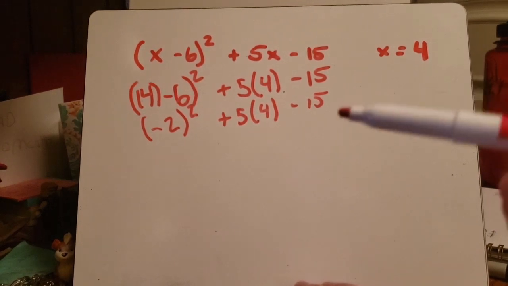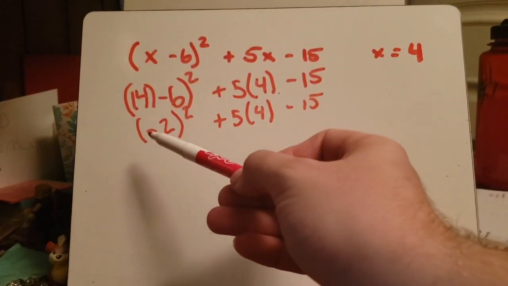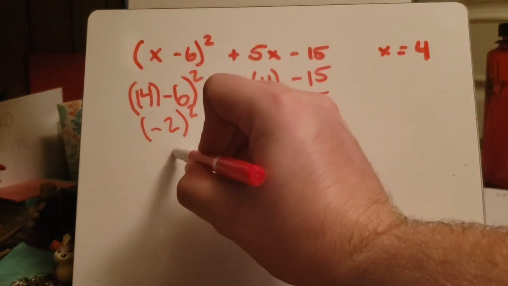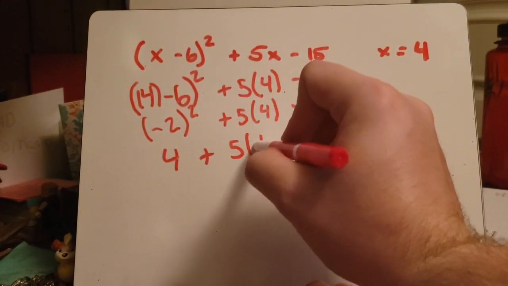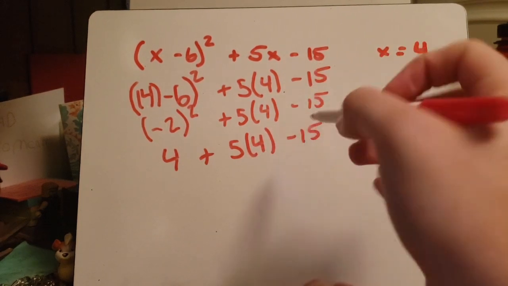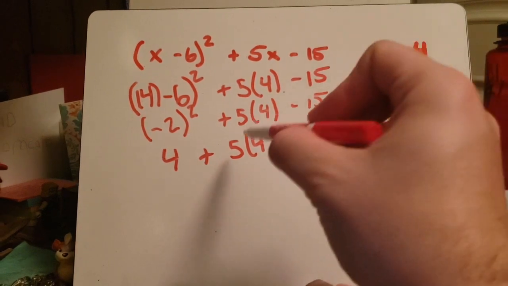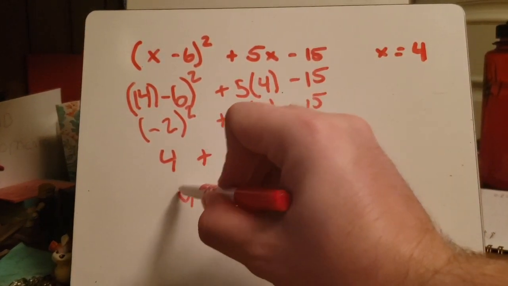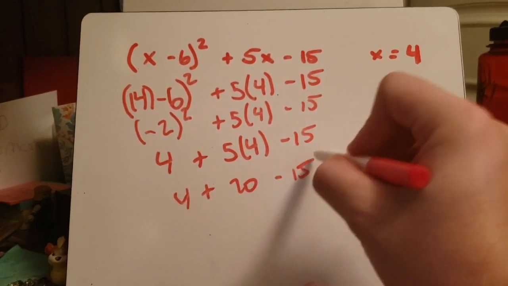So now we need to do our exponents, and we only have one. It's this 2 here. So negative 2 squared is 4. And then we got 5 times 4 minus 15. Next is multiply or divide, and we have one multiplication right here. So we've got 4 plus 5 times 4, which is 20, minus 15.